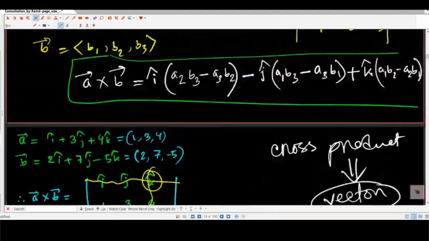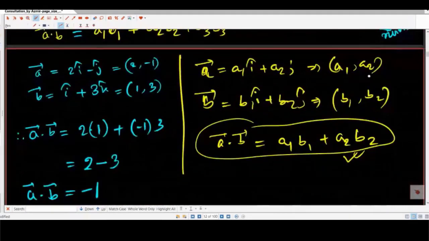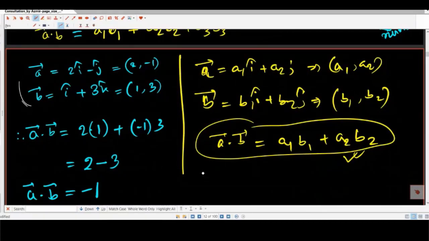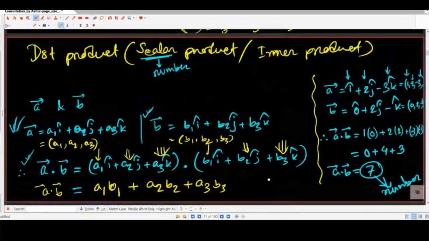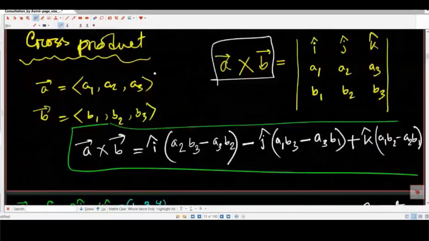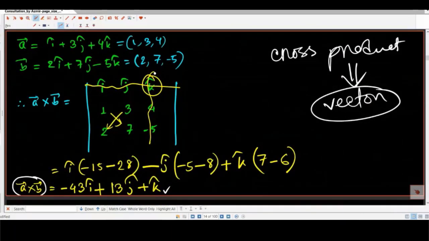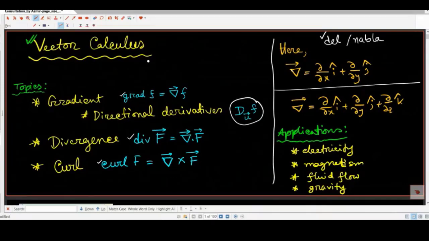But in the case of dot product, we have two vectors whenever we are finding the dot product, and by dot product we are going to have a scalar quantity. That means we will get just a number. So this is the difference between dot product and cross product. Dot product will give us a scalar, and cross product will give us a vector. So these are the basic concepts we need for vector calculus. Now we are ready to start vector calculus.